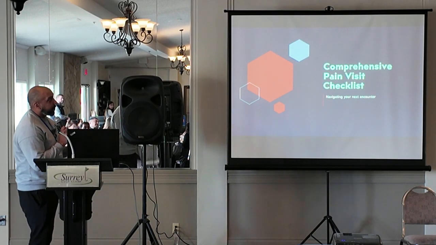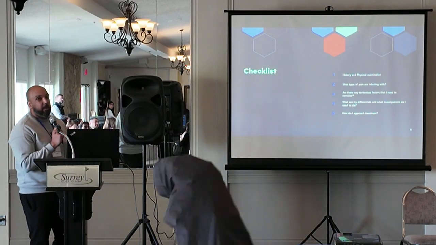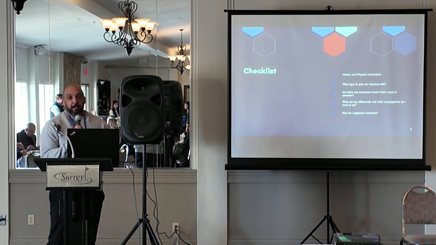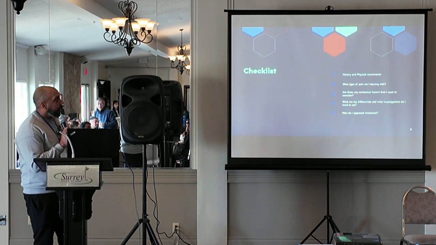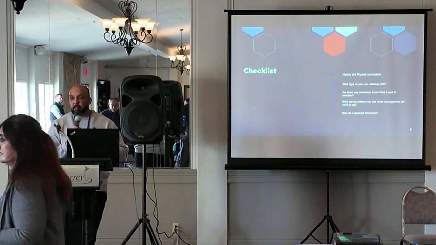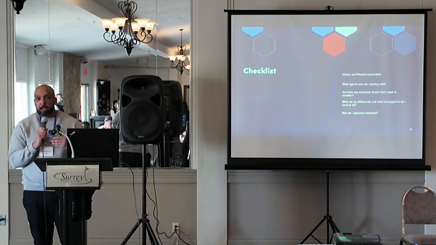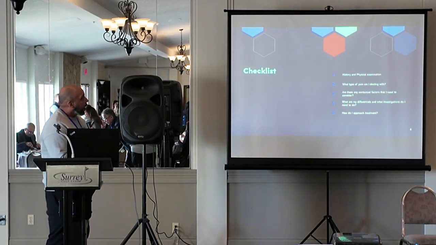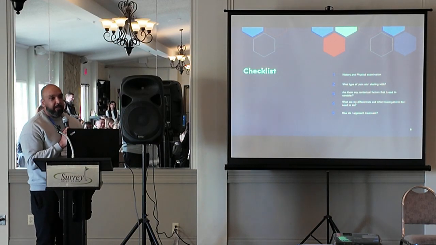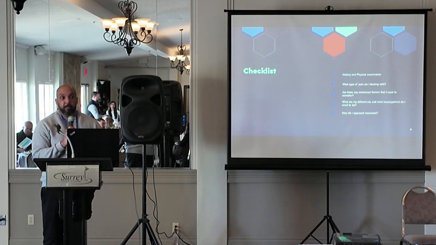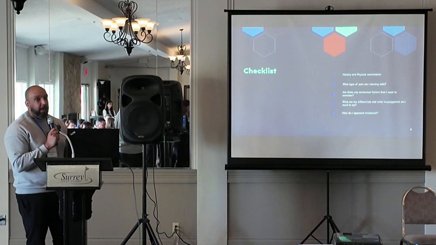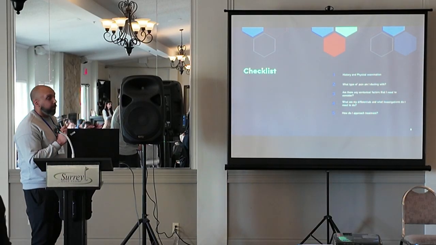So a comprehensive pain visit checklist, this is what my checklist involves. When I see a pain patient in consultation, the first thing I'm going to do is obviously a history and physical examination. Then from that, I'm going to try and figure out what type of pain I am dealing with. Is it mostly nociceptive pain? Is it neuropathic pain? Is it nociplastic? And then I ask myself, are there any contextual factors that I need to consider? And this is when we get into things like yellow flags and orange flags. And then what's my differential and what investigations do I need to do? And then I ask myself, how am I going to approach treatment?